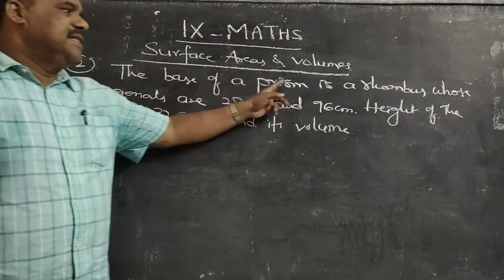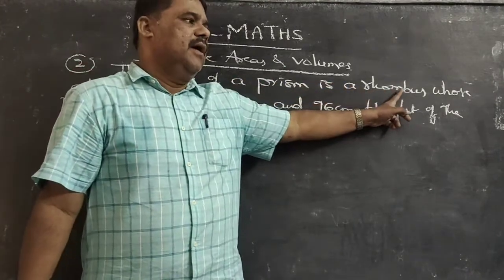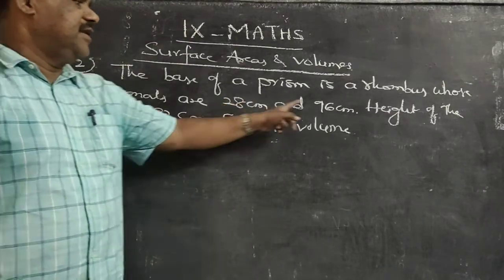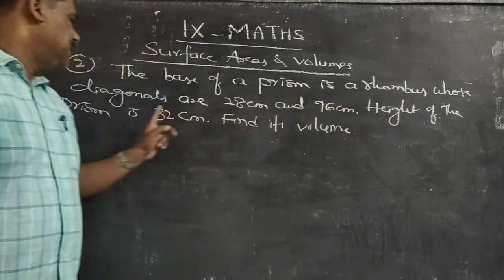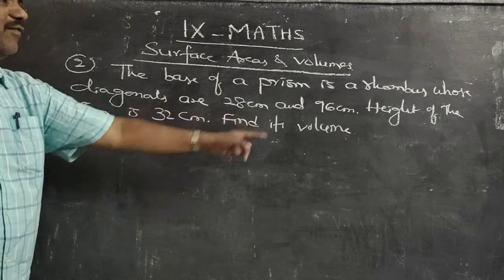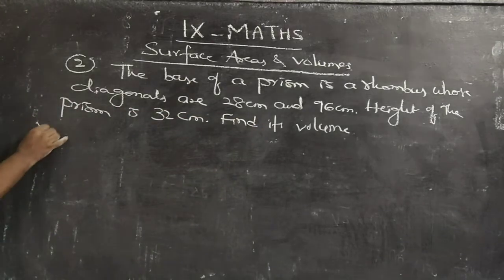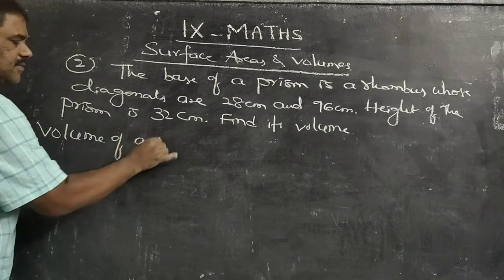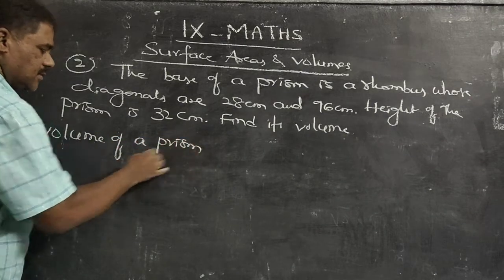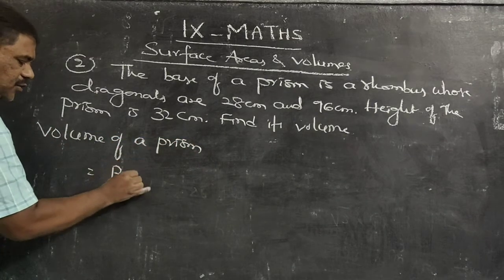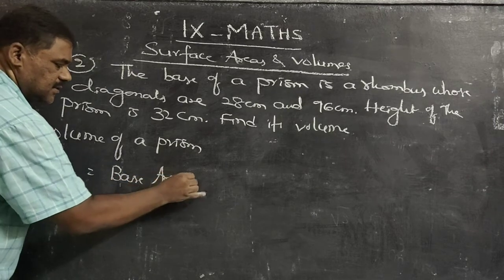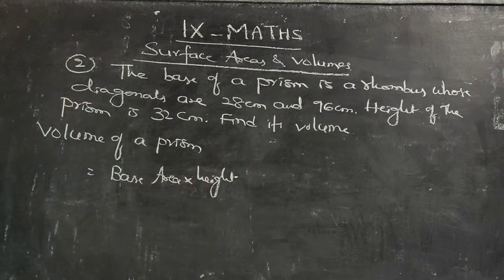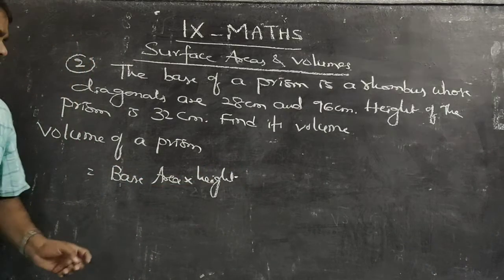Here prism base is a rhombus. Area of the rhombus formula is half d1 d2. Diagonals are given here. Height of the prism is 32 centimeters. We should find volume of the prism. Now volume of a prism formula is base area into height.